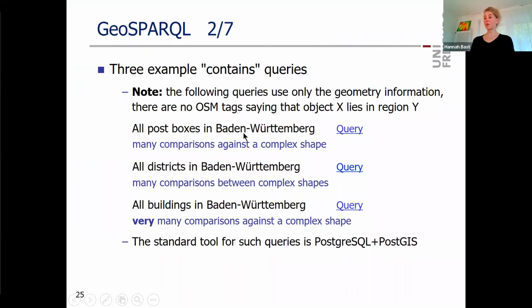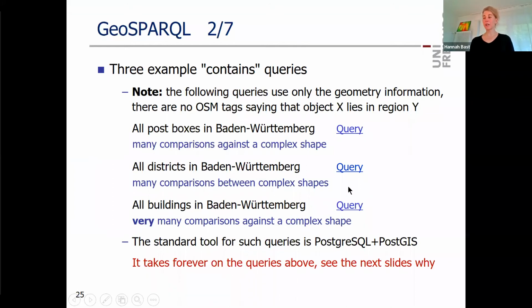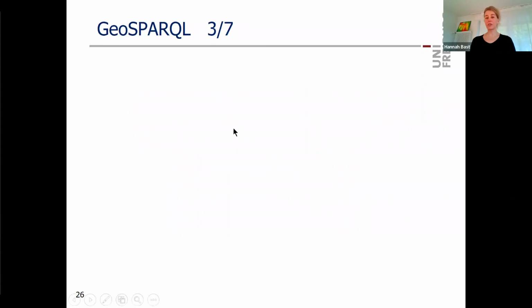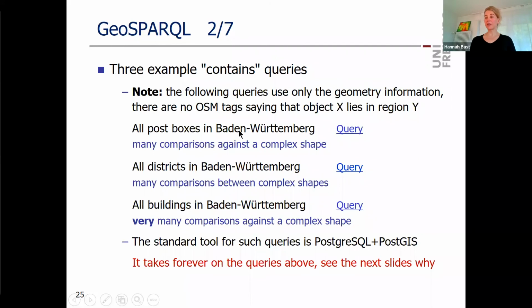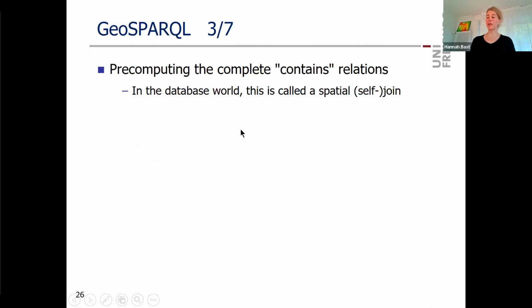So the standard tool for this: what people usually use is PostgreSQL and PostGIS, the geometric extension. And these kinds of queries, which are very natural, give me everything of a certain kind contained in a certain area. It doesn't have to be a state, it could be a mountain range or whatever. These just take forever. It doesn't work because these queries are very hard. Let me explain very quickly how they work.